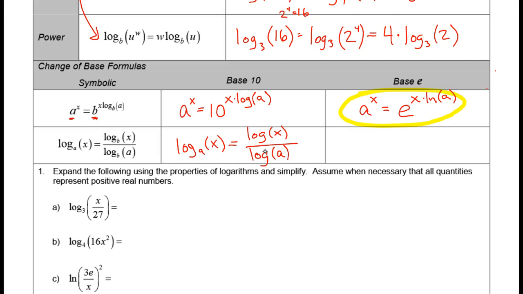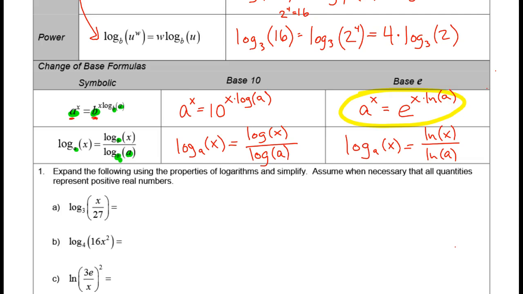Okay, last but not least here, if I want to change the log base a of x into base e, that will be the natural log of x divided by the natural log of a. And remember, for all these examples, a and b are constants. They're not changing. X is still a variable. Same thing here. A and b, those are constants. Those are things we know. But x is a variable.